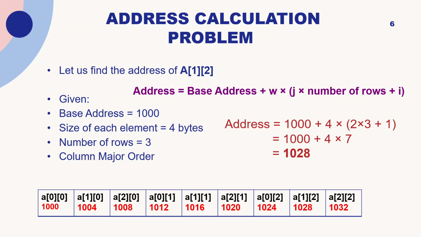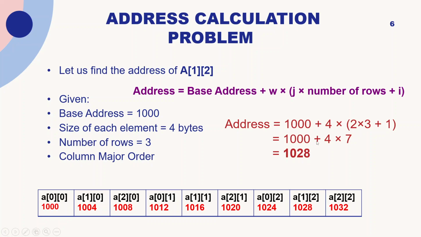for the column major order scenario, that is: Address equals base address plus W into (j into number of rows plus i). Here i is the row index, j is the column index, and W is the size of each element. Now substitute these values in this formula. We get: address equals 1000 plus 4 into (2 into 3 plus 1).